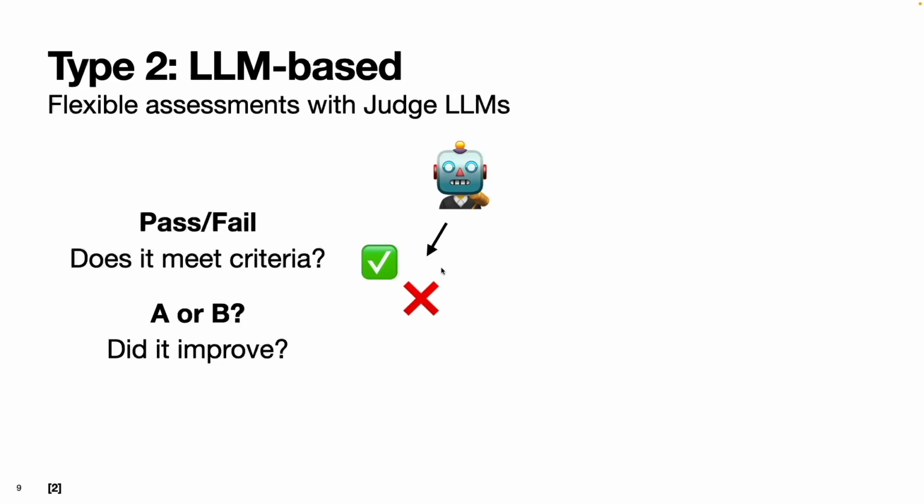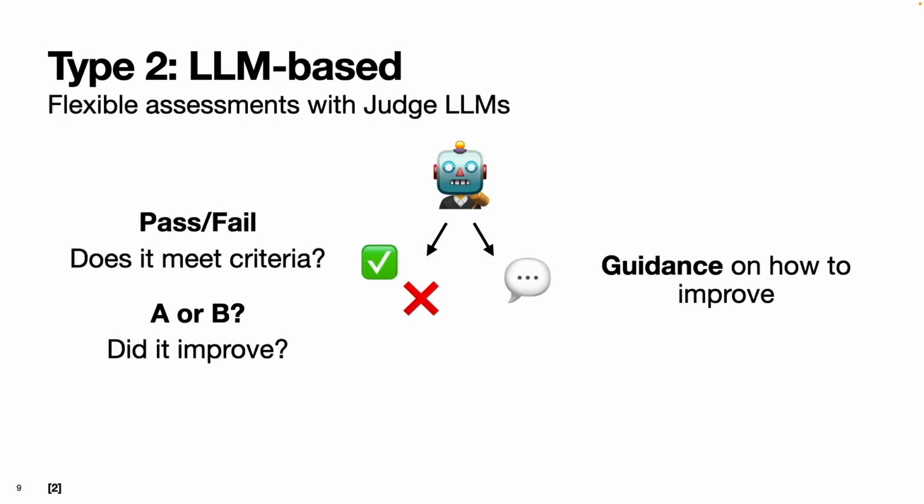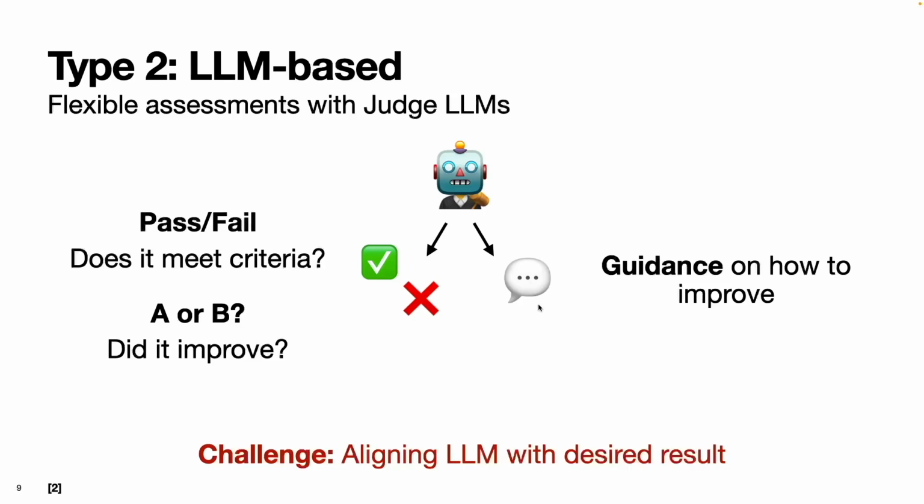The other thing we can get from an LLM judge is not just this pass-fail score, but also additional guidance on how the original LLM can improve its response. While this might be the first thing you might want to reach for because it gives you a simple way to automate the feedback loop, there is a big challenge with getting LLM judges to work well, which is aligning this judge LLM with the desired result you're looking for.